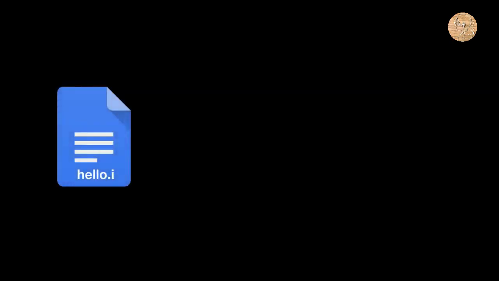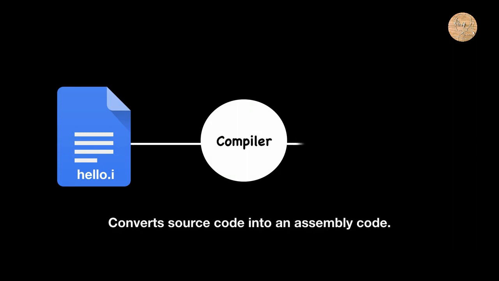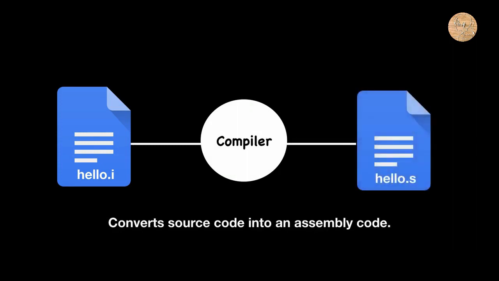This hello.i file is fed to the compiler, which converts this source code into an assembly code and then saves it as hello.s. The assembly language is just a human readable format of the machine code. This step is actually optional because generating the assembly code from a source code is not necessary. It is only generated because the programmer will be able to read and understand this assembly code and get to know what the processor will execute from a low level.